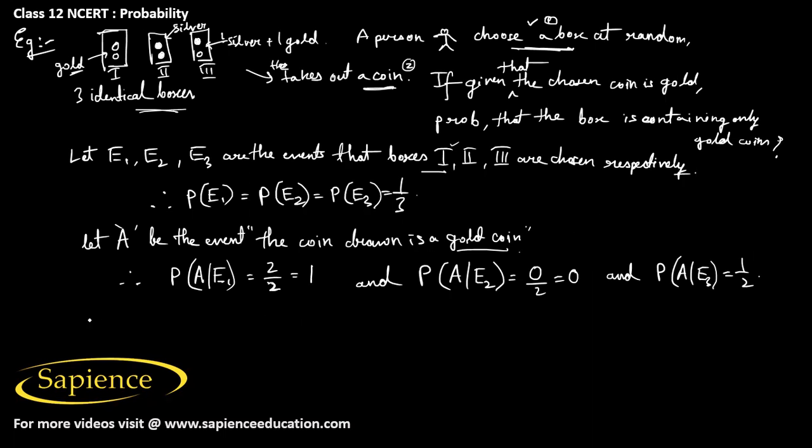So now we need to find the probability that we choose box 1. Why? Box 1 is the only one containing all gold coins. So what is the probability that box 1 is chosen, given that the chosen coin is gold? So we have to find P of E1 given A. Here we have to use the Bayes theorem.